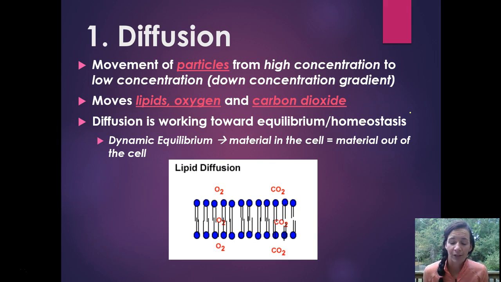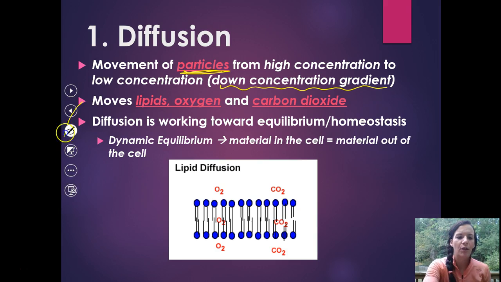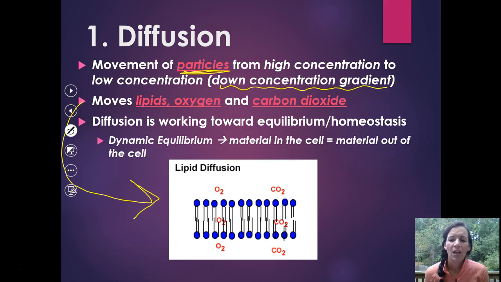So diffusion, this is the movement of particles, key word here being particles, from high concentration to low concentration, or another term you might hear used is down the concentration gradient. And this moves things like lipids, oxygen, carbon dioxide. If you look at the picture down here, you'll see that it's showing those gases moving through the cell membrane. And the whole point of diffusion is to work towards equilibrium or homeostasis for that organism or that cell.